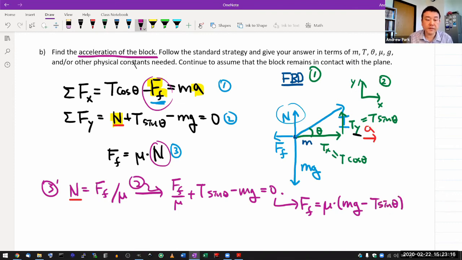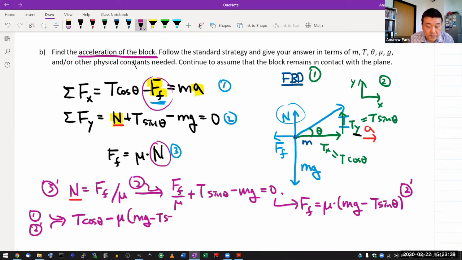Plug that into equation 1. Let me call this equation 2 prime. So from equation 1 and 2 prime, this is what we end up getting. T cosine theta minus that complicated expression for friction force, mu times mg minus T sine theta, is equal to mass times acceleration. So all I need to do is to solve for acceleration.